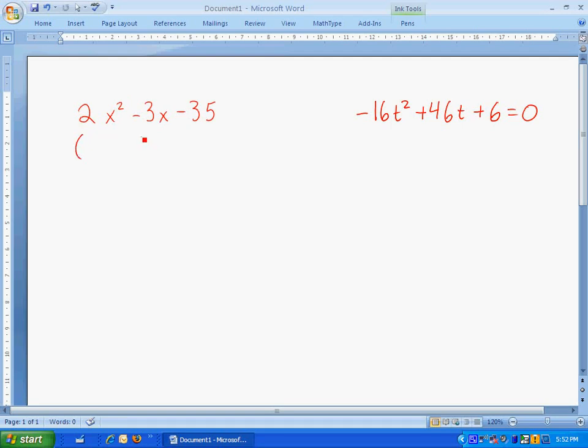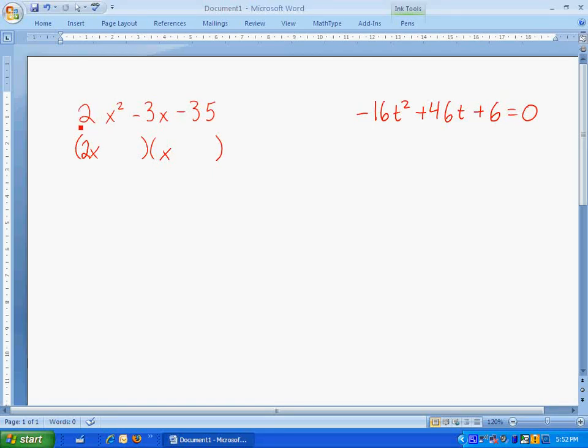We still are going to factor this into two binomials, but this time we can't just have x and x in front, because x times x will not give me 2x squared. X and x will only give me x squared. And so I'm actually going to need a number. In this case, 2 and 1 will multiply together to give me the 2x squared.